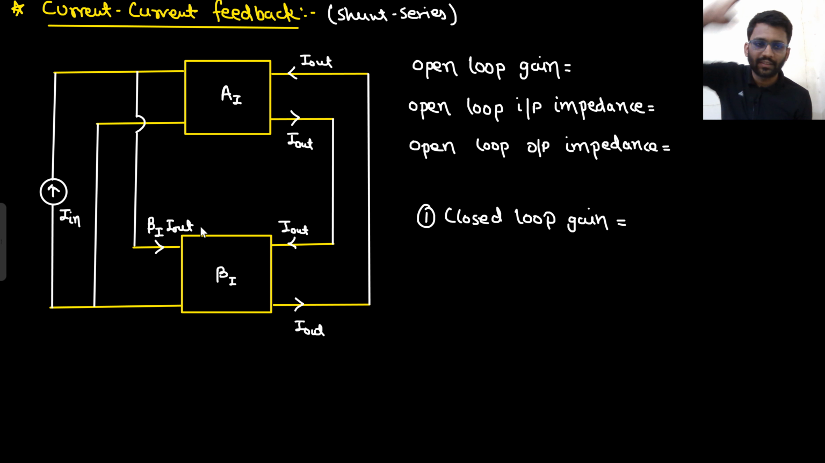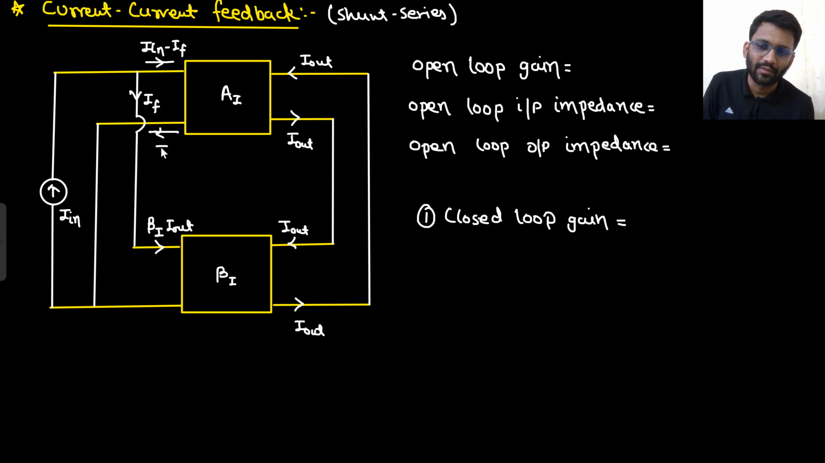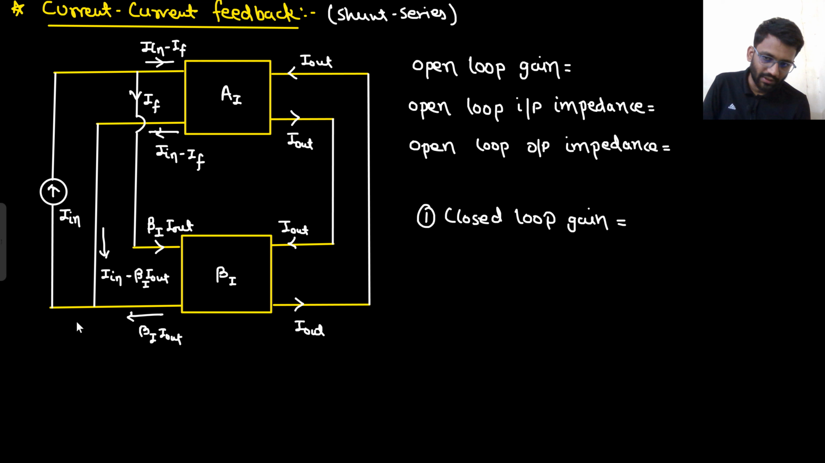Why am I taking this direction? So that it is being subtracted here. So what will be this current? This current will be I in minus I feedback. What is I feedback? I feedback is beta I out. This beta I out current is going here, so what will be the current coming here? That current would be beta I out. So I in minus beta I out plus beta I out is equal to I in only. So our notation and direction are everything correct, right?